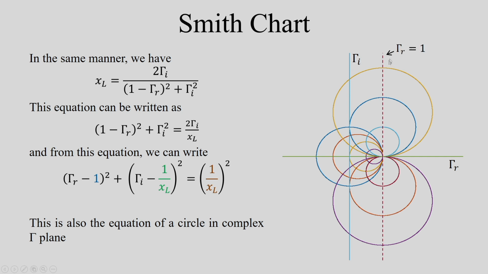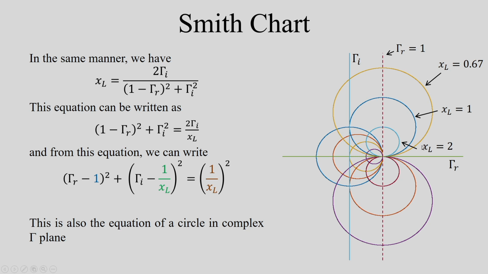So, this is shown by this dotted line gamma r is equal to 1, and then for example, please note this radius is 1 by X L. So, smaller the value of X L, larger will be the radius. So, for X L is equal to 0.67, we have this circle. For X L is equal to 1, we get this circle. For X L is equal to 2, we get this circle.